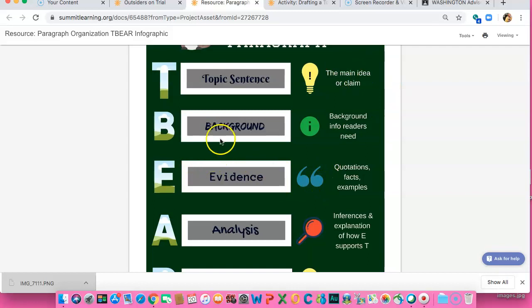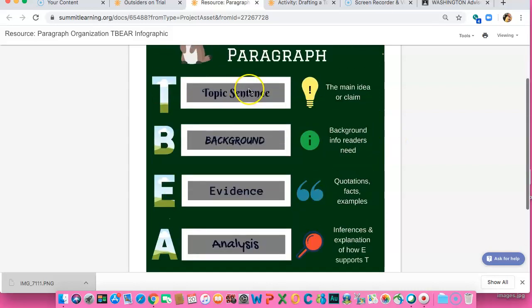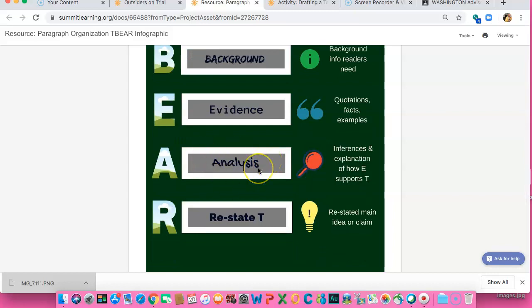After that, you're going to move on to your analysis part. You're going to give me some inferences. You're going to explain how your evidence supports your topic sentence. It's just really, really detailed. Okay. That's why this is very necessary.